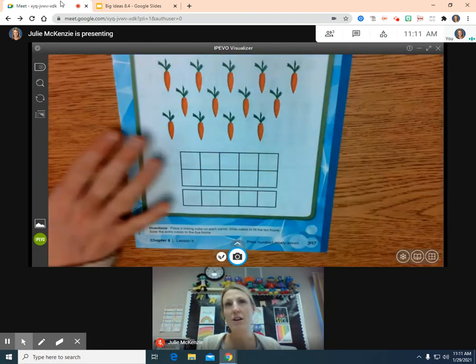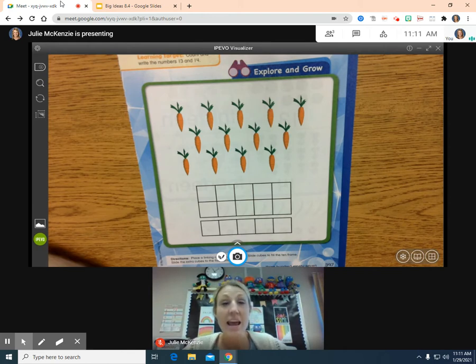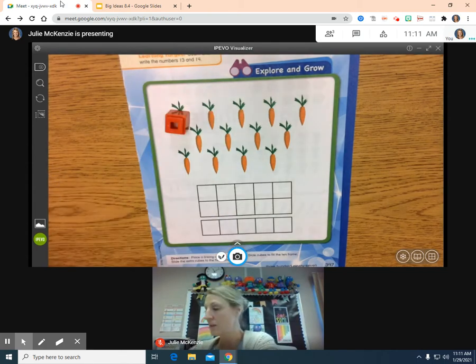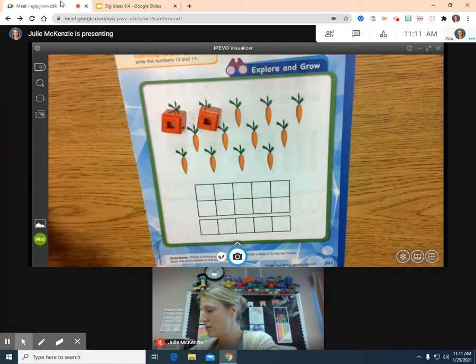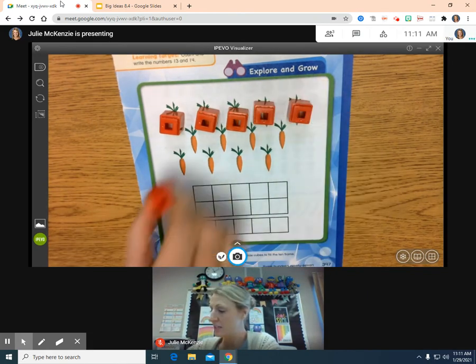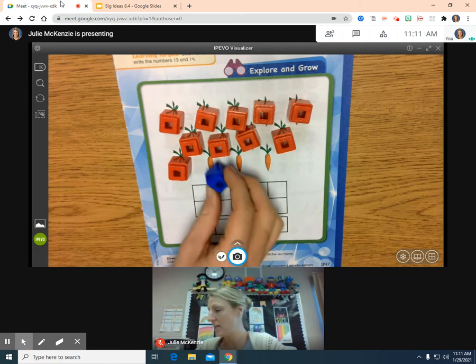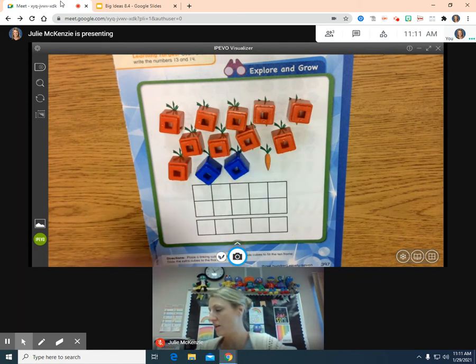All right, let me show you this paper. You don't need to open your book quite yet. Let's just pretend that we have a carrot garden, and it is time for us to pull some of those carrots out of the ground. I'm going to place a cube on each carrot while we count how many carrots we have. Count with me. 1, 2, 3, 4, 5, 6, 7, 8, 9, 10, 11, 12, 13.